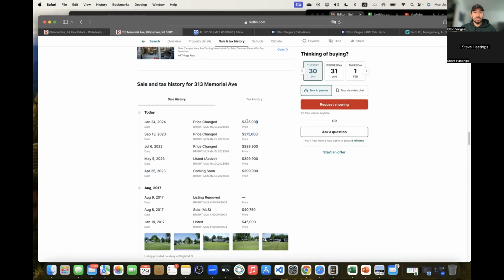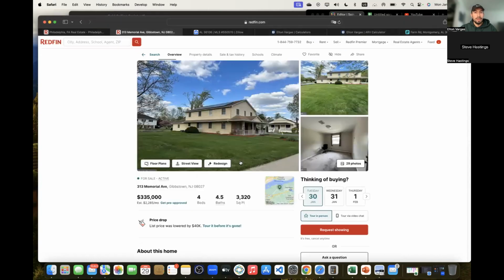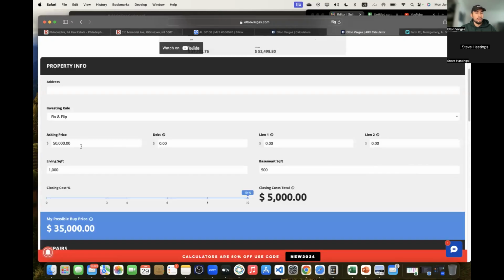Just 5 days ago they did a price drop to 335. So they did about a $40,000 price drop over here. It should have been honestly a lot more, but it looks like they were averaging about $10,000 a month on the price drop. So now let me put in all the information over here.